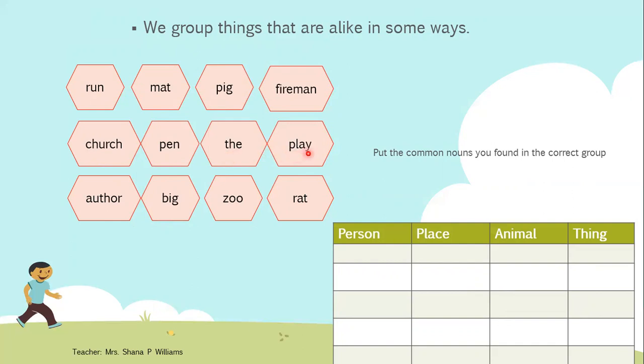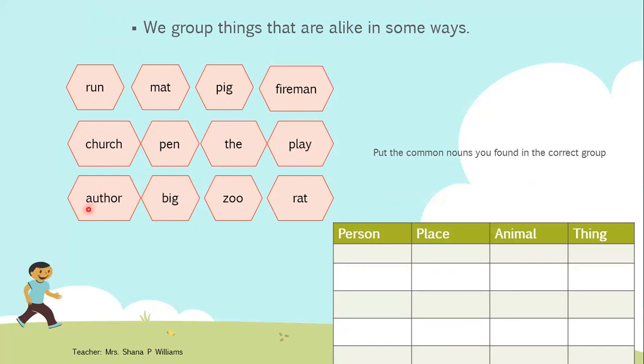Play. Is play the name of a person, place, animal, or thing? No, it's not. Very good. Play does not name a person, animal, place, or thing. Play is something that you can do. All right, very good. Good thinking.